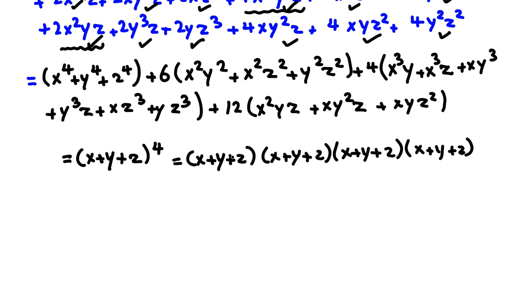X cubed y, you should select x from 3 of them. 4 choose 3 is 4. And if you want to see x squared yz, from 2 of them select x, 4 choose 2, and then yz or zy. 4 choose 2 times 2, which will be 12. So now let's solve the problem, at first with the first solution.